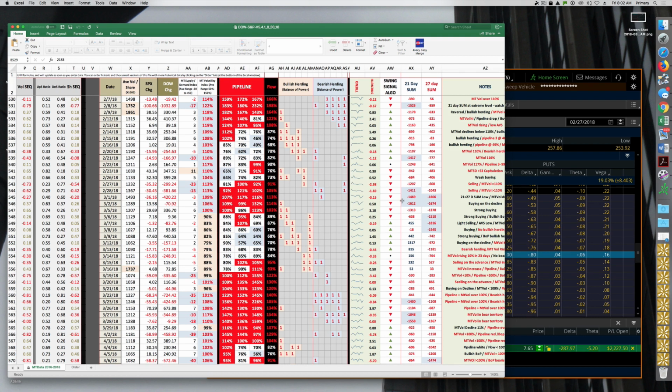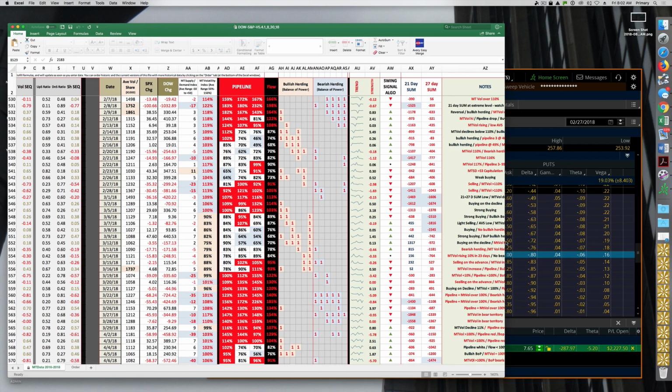We also have continued confirmation. So each day, not only are we looking for the difference between the third column of the pipeline and the flow, but we're also making sure that the swing signal algorithm is down. And so we're going to be doing our updates at 3:45 every single day, so it gives us time to update the spreadsheet and to exit our position if we have to.